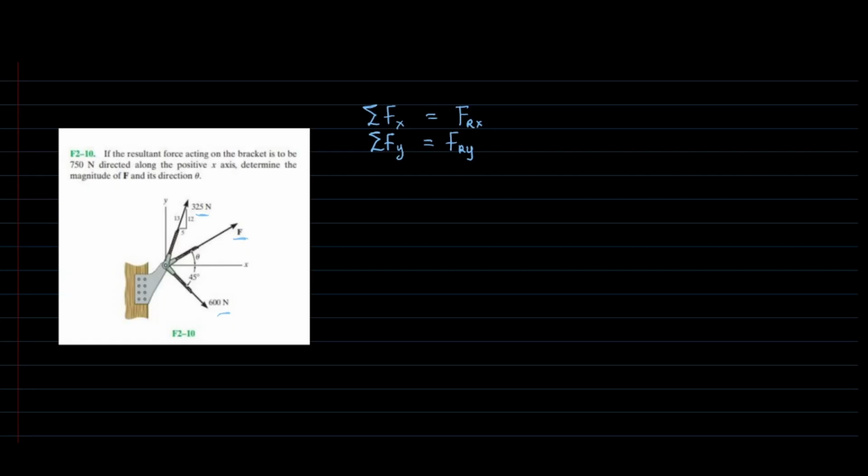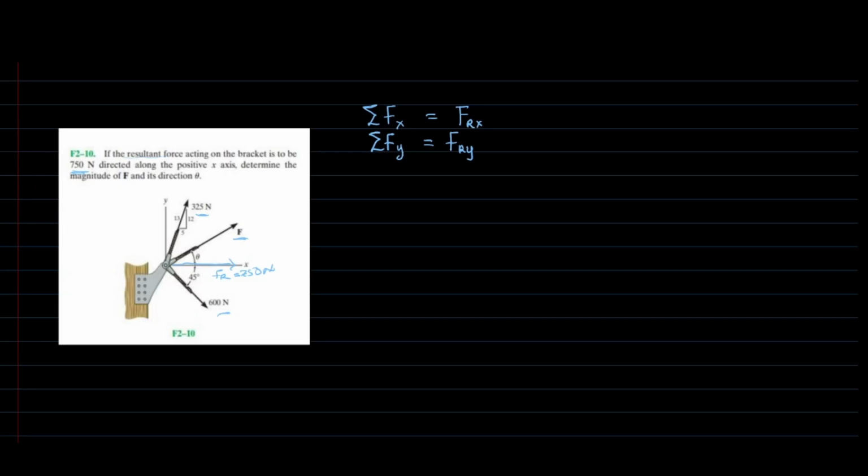So first you should know that the question says if the resultant force acting on the bracket is to be 750 newtons directed along the positive x-axis, which means the resultant force Fr is along here and its value is 750 newtons. Determine the magnitude of F. F is the component force and its direction, theta.